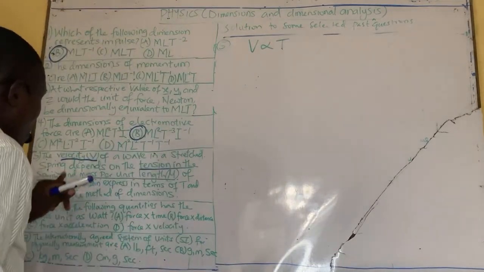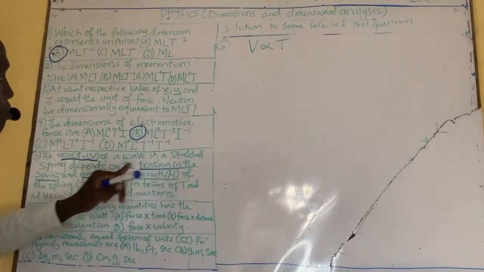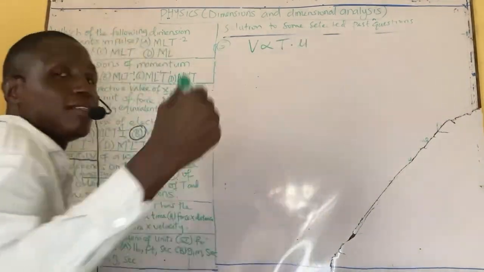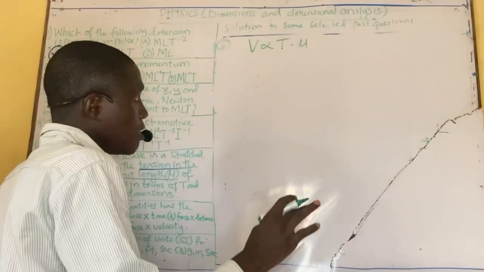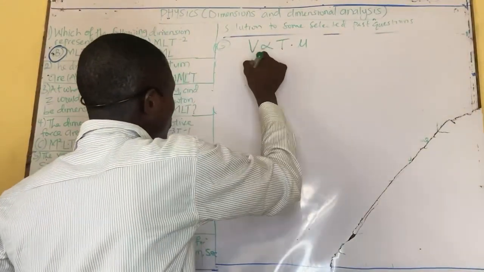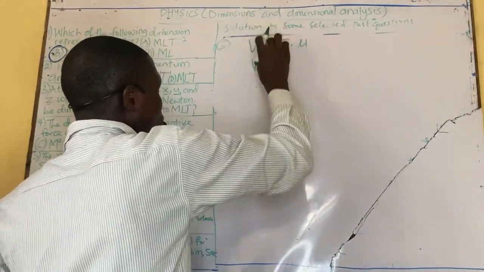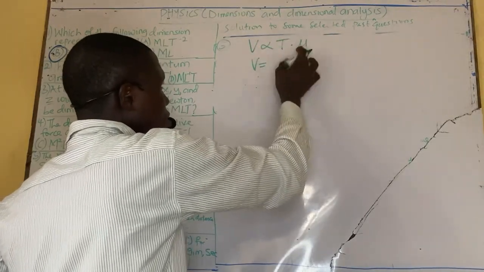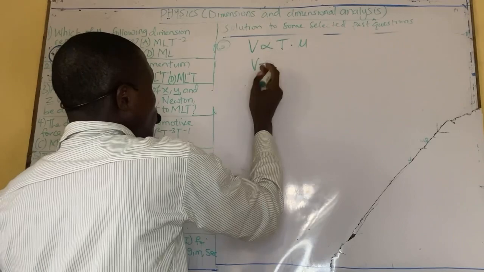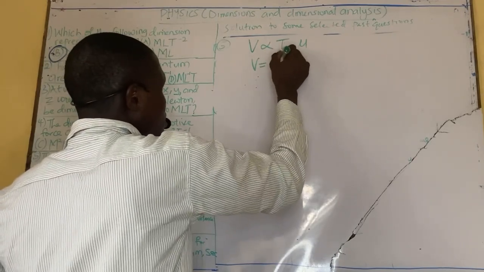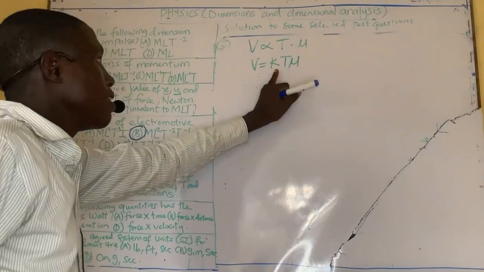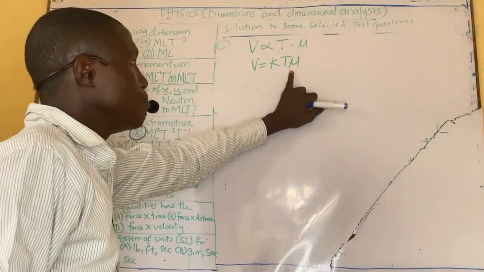and the mass per unit length, which is known as mu. They divide the mu for us, but before we get there, we are going to express this as an equation. We take it from variation to equation, which is V equals K times T times mu.